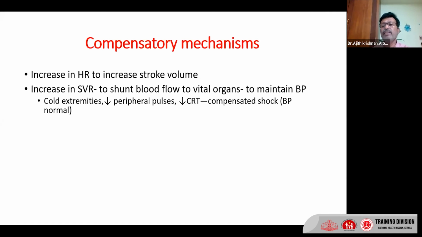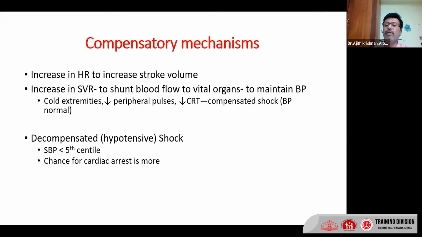So that is a compensated shock. In compensated shock, you will get decreased peripheral pulses, the skin perfusion will be affected, but the BP will be maintained. So these are due to compensatory mechanisms. You can get an increased heart rate or an increase in SVR resulting in cold peripheries while maintaining BP. That is a compensated shock.